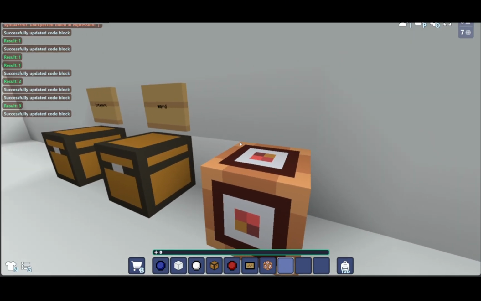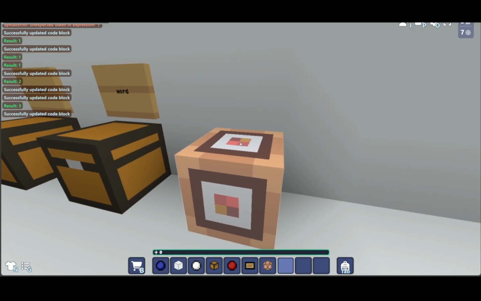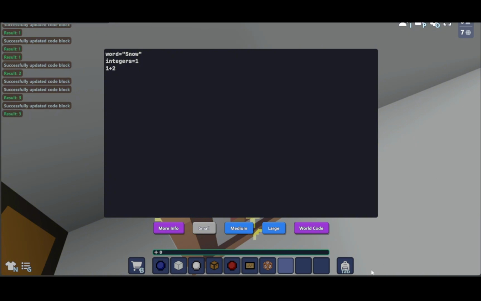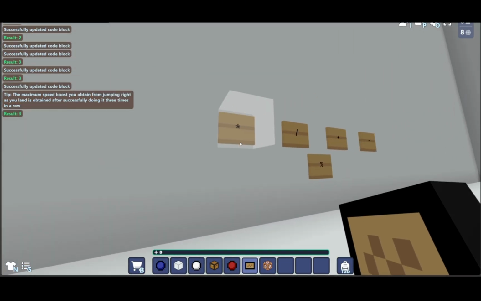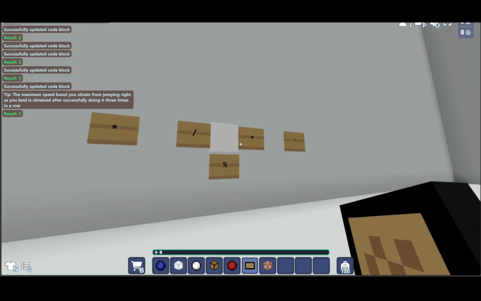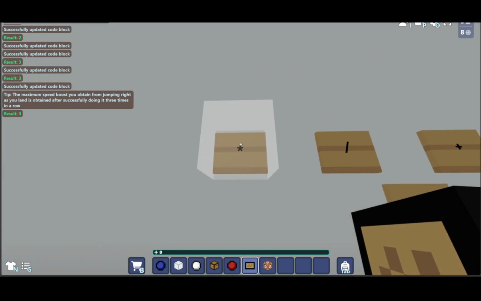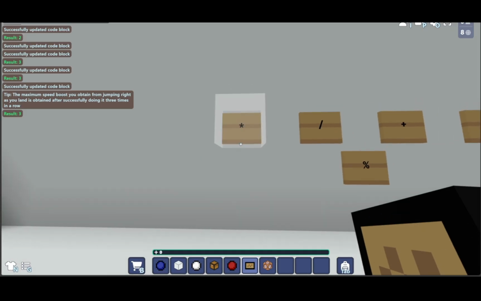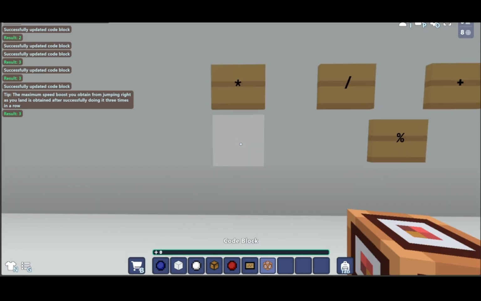Now if I redirect you to the right side of the screen, you will see a lot of operations that you can do to these integers. So here it is, all the operations you can do. So let's just start with this. What does this do? Let's test it out.